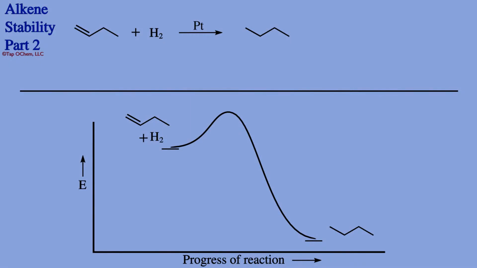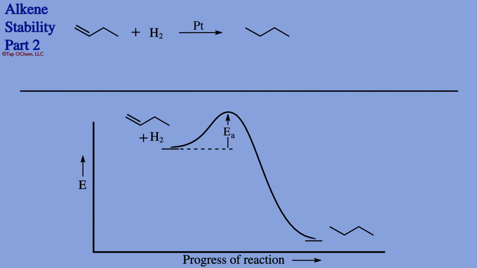On the top of the screen, we see the reaction of 1-butene with hydrogen and a platinum catalyst to give butane. A simple representation of this reaction coordinate diagram of this conversion is shown below. Let's place the dashed horizontal line from the energy level of the reactants and label the activation energy as the difference in energy from this dashed line to the top of the reaction coordinate.